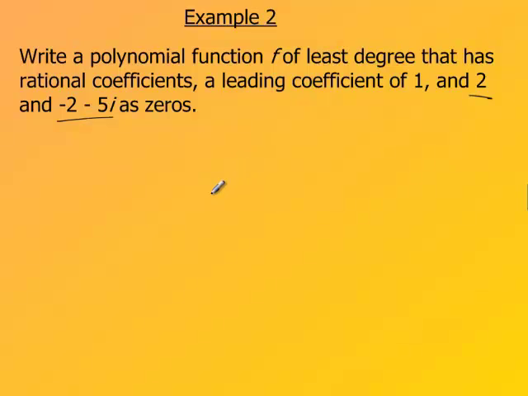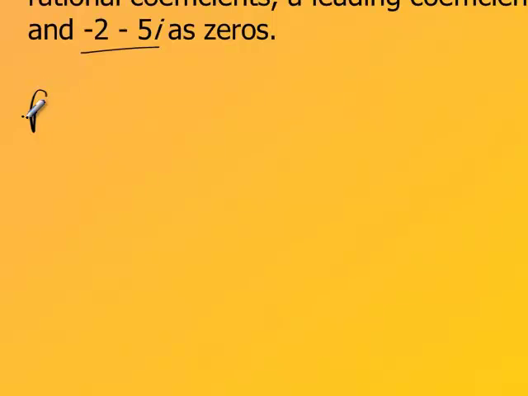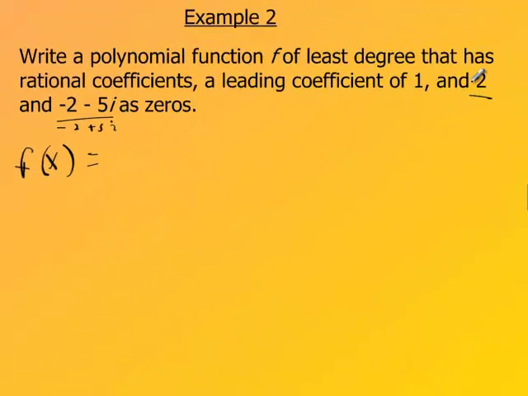So when I set this up, I'm trying to figure out, in other words, what is this function that has these roots? And I know that this function has, in fact, 3 roots, because I know that -2 minus 5i is a zero, and therefore its conjugate, -2 plus 5i, must be a zero as well. So I'm going to set these up as factors. So with the 2 here, I know that since the zero is 2, the factor must be x minus 2.